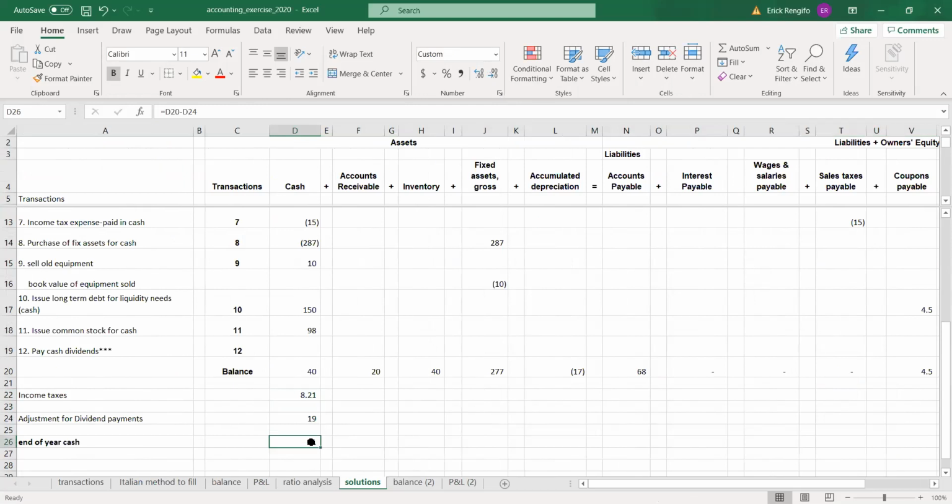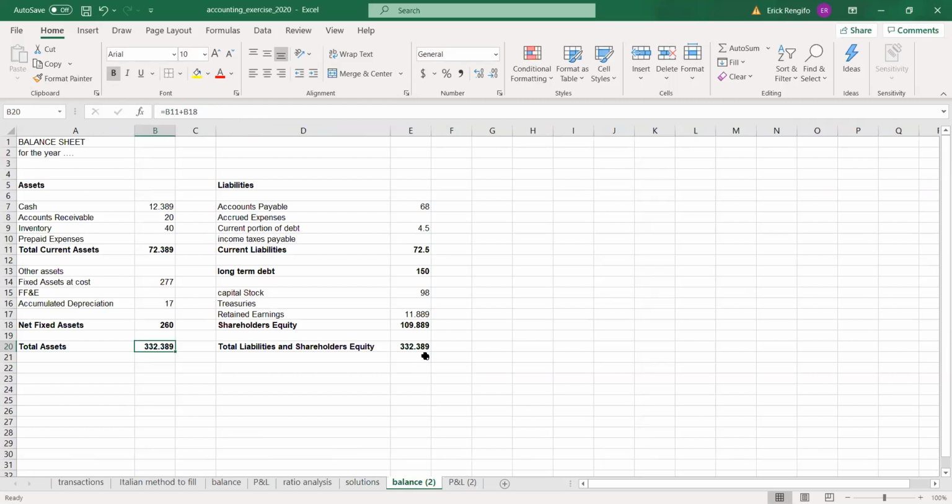So my cash at the end, my adjusted cash, is going to be this minus this minus this. So this is my adjusted cash. Guys, do you follow me? Yes. Okay. So now everything should balance correctly. Beautiful. So my cash is this number here and everything balances perfectly.